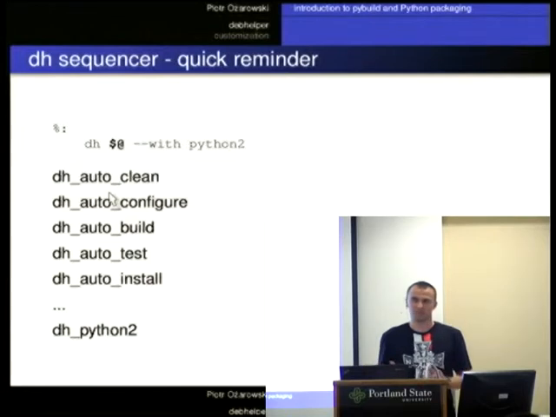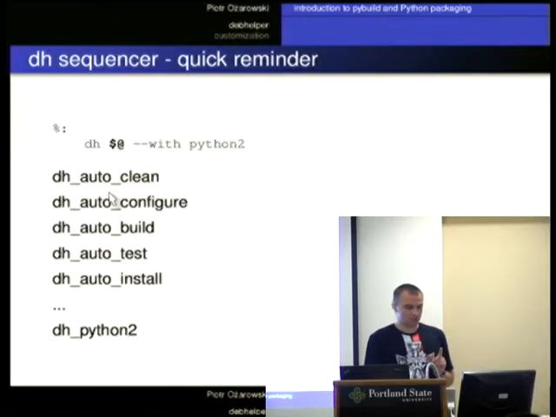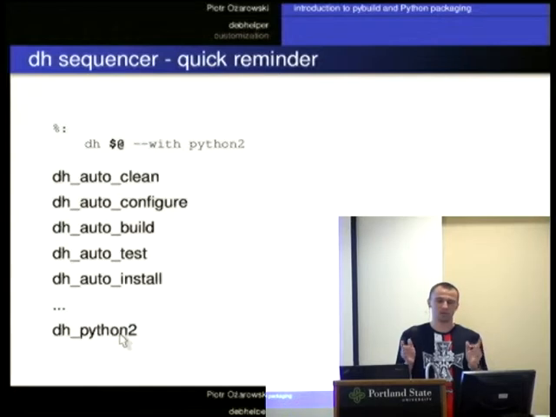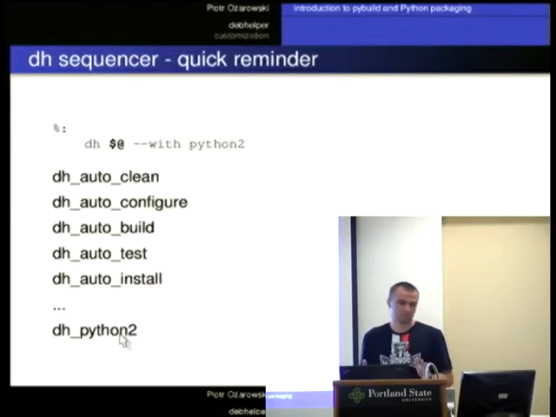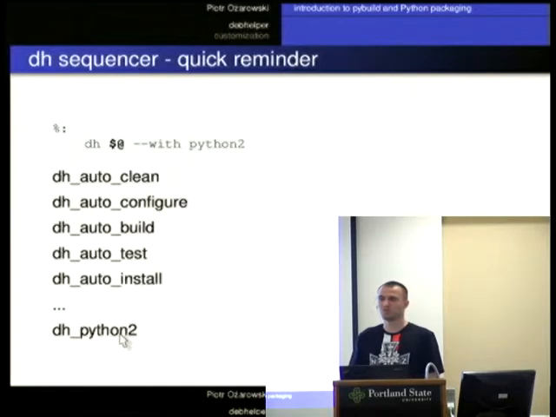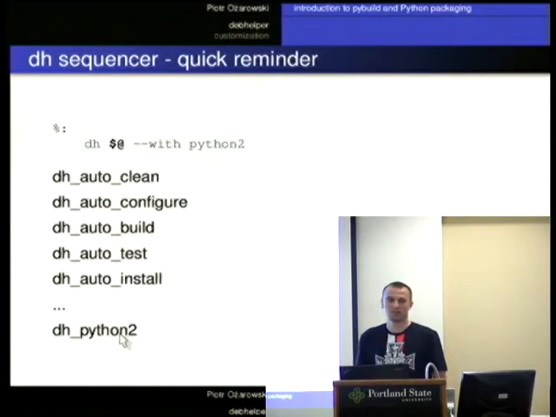So pybuild is something that implements another build system for dh sequencer, and dh_python2 and other tools like dh_pysupport and dh_pypy, dh_python3 are invoked after dh sequencer is already done. So that's the reason why pybuild will never replace dh_python2. They simply do different things. pybuild doesn't generate maintainer scripts and so on. So please don't confuse dh_python2 with pybuild, because it's not the same thing. They are doing completely different things.